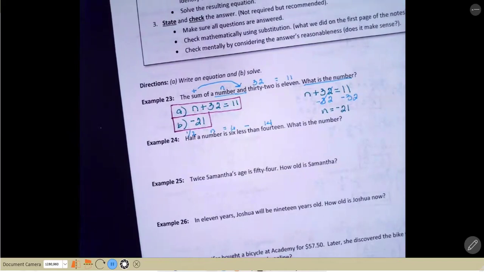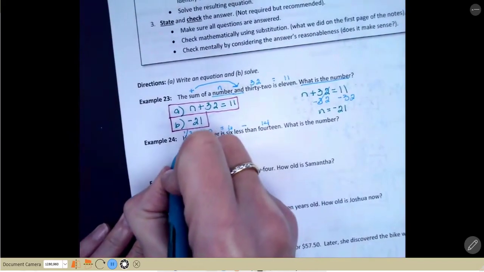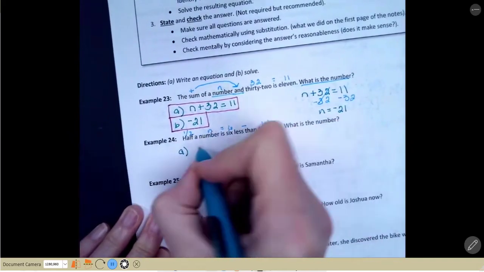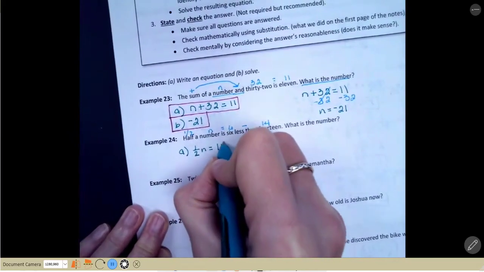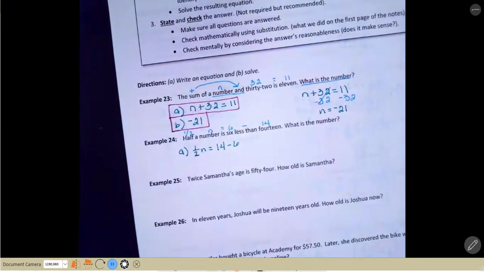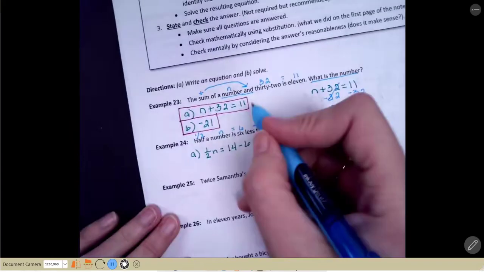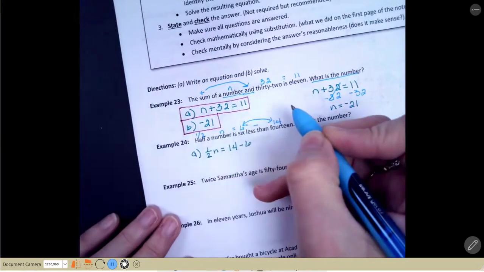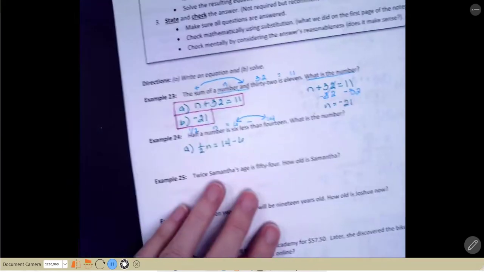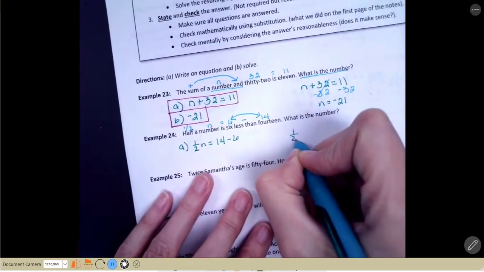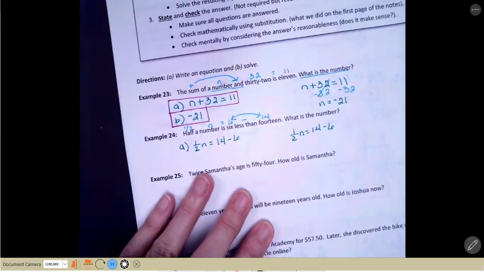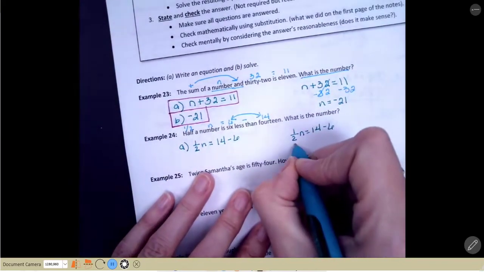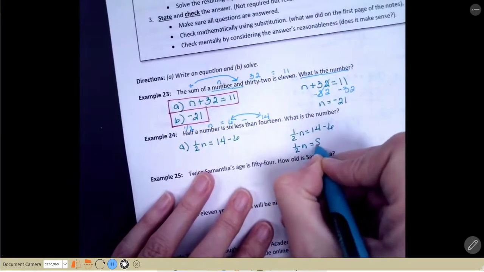Does anyone want to tell me how we should write out the equation? Go ahead, Julian. One half n is equal to 14 minus 6. Yeah, 14 minus 6, because it's 6 less than the 14. So you have to switch the 6 and the 14. Now, I'm going to rewrite it over here. The first thing that we need to do is subtract the 14 and 6. So we have 1/2 n equals 8.